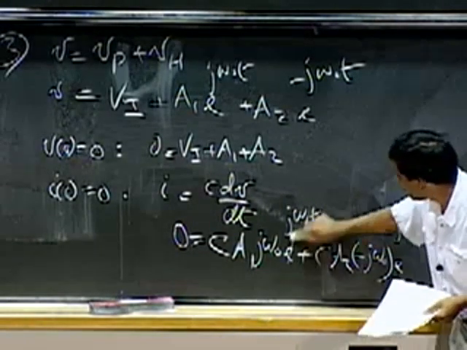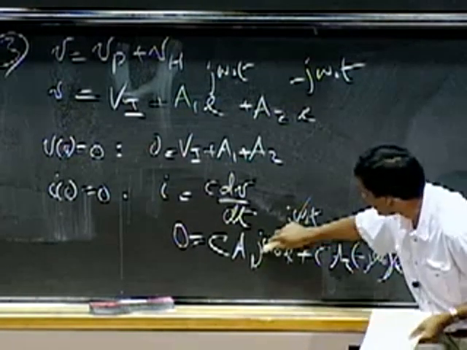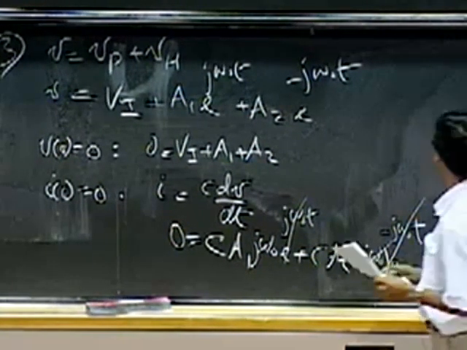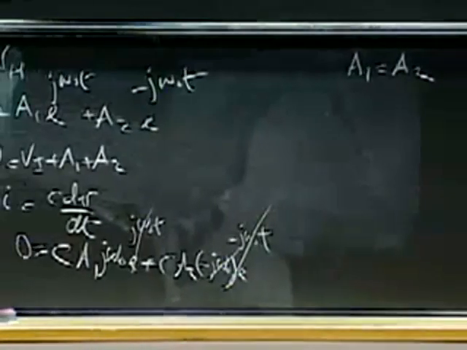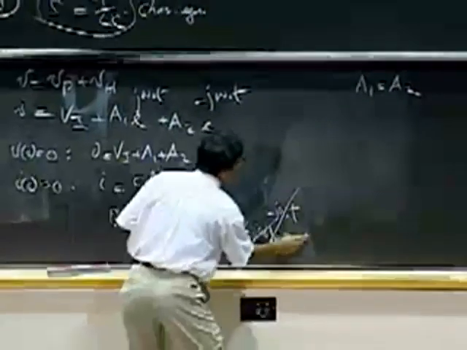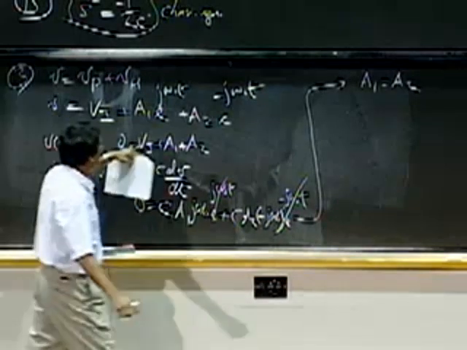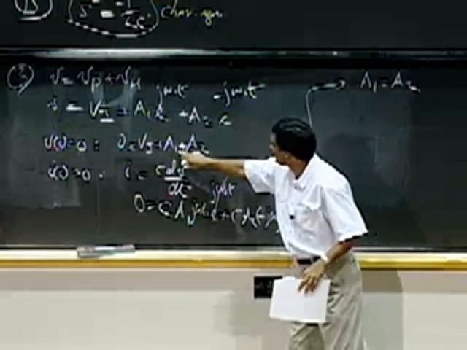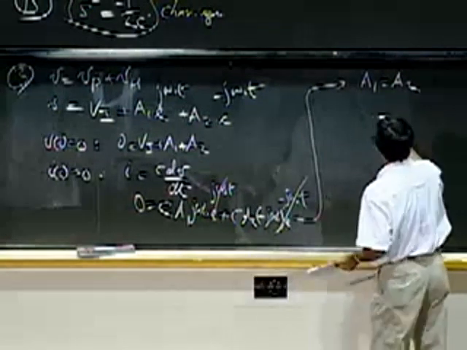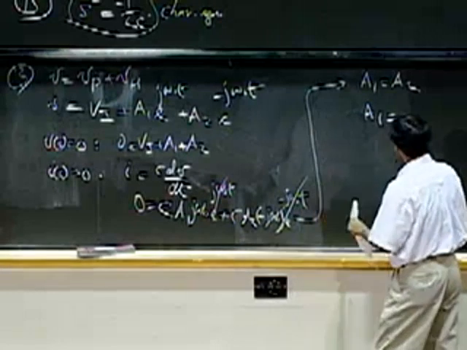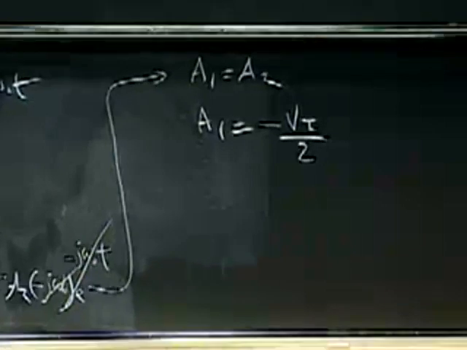And so from here, I'm given that that is 0. Therefore, this guy becomes a 1, this guy becomes a 1, and j omega naught cancel out. So what I end up getting is A1 equals A2. So from the second initial condition, I get A1 equals A2. From these two, if I substitute here for A2, I get Vi plus 2A1 equals 0, or A1 is simply minus Vi divided by 2. And that is also equal to A2.